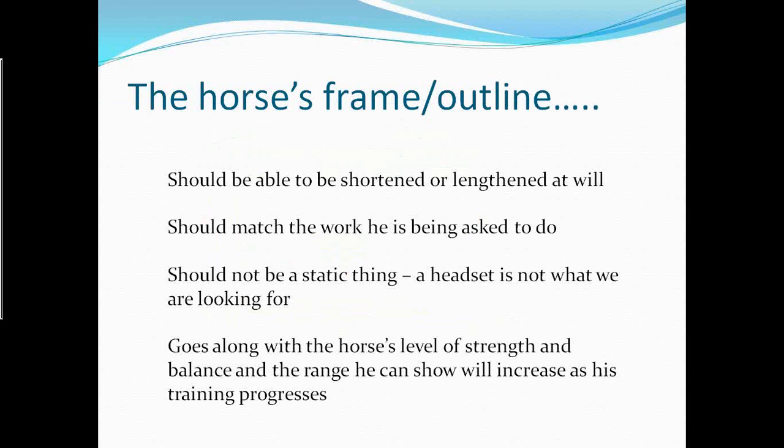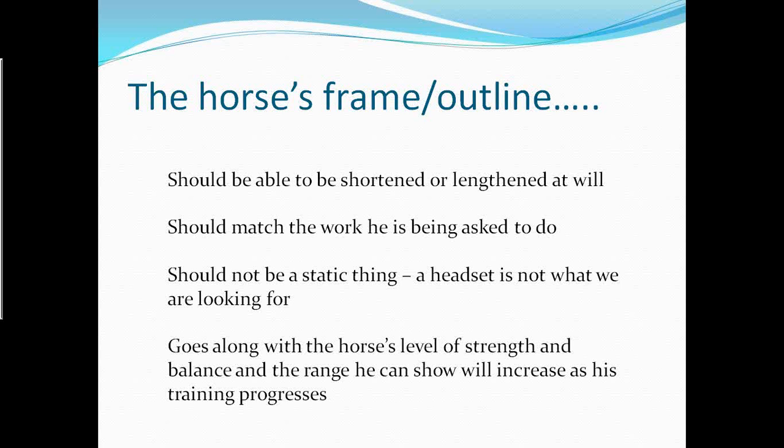For example, in working trot, his nose should be ahead of the vertical. He should be stretched in a little bit longer outline. And then when he's in collected trot, the outline will shorten. He will be higher in front, lower in the back. It'll be a compressed frame.